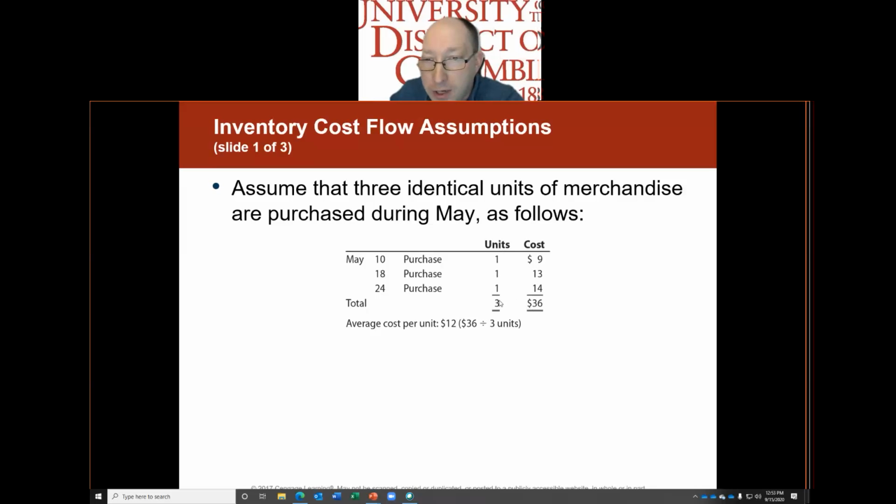I bought 3 units. The total cost of all 3 units was $36. This gives me an average cost per unit of $12. How I got there, I took the 36, I divided by the 3 units to give me an average cost per unit of $12. That's where you take your total cost and you divide it by the total number of units to get you an average cost per unit.